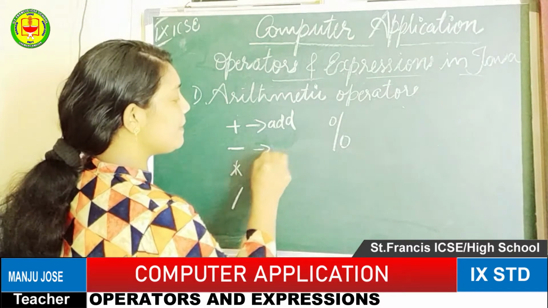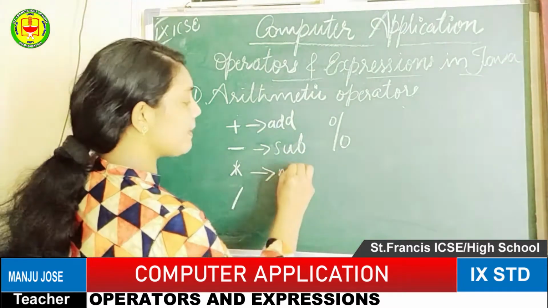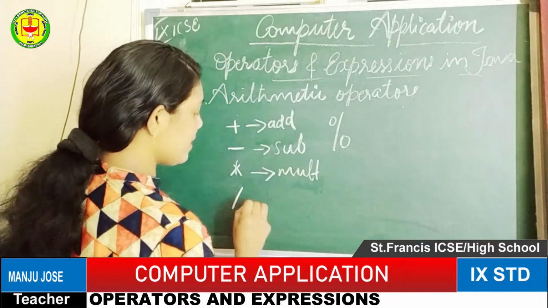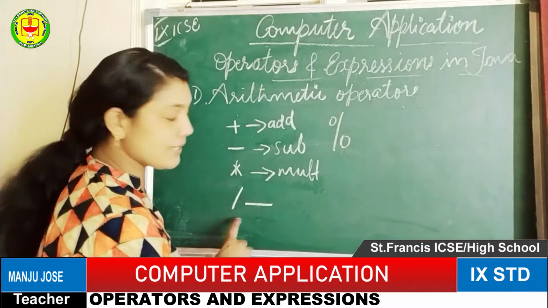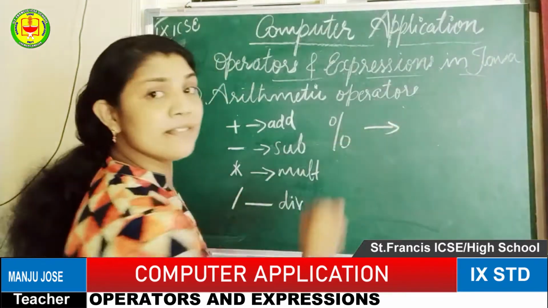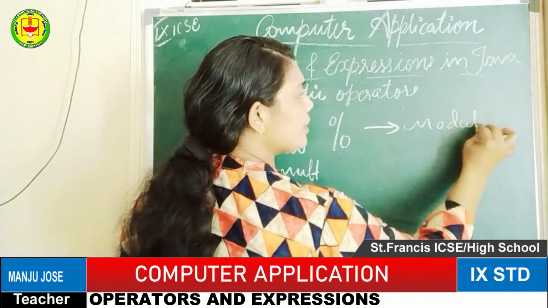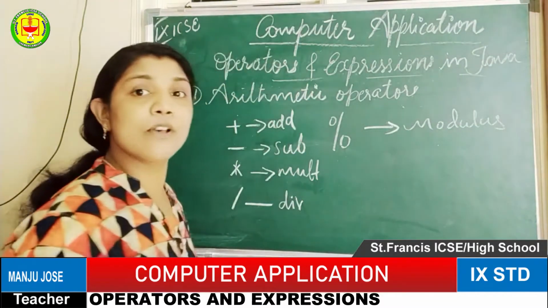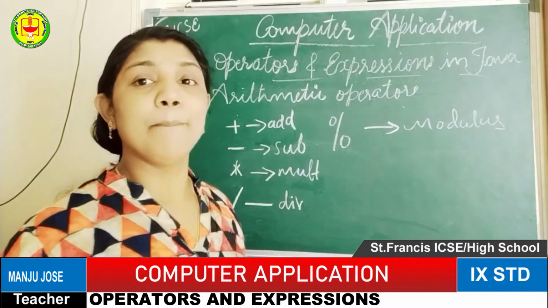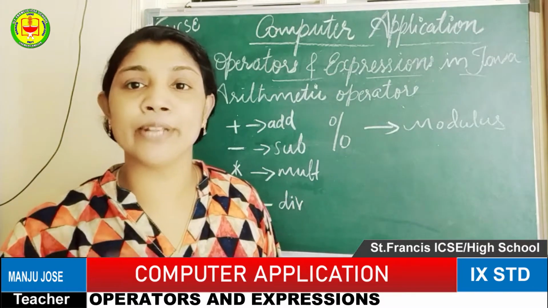The minus symbol represents subtraction. The star symbol represents multiplication. The slash represents division. The percentage symbol represents mod, also known as the modulus operator. So these are the major operators we are using in the Java programming language.